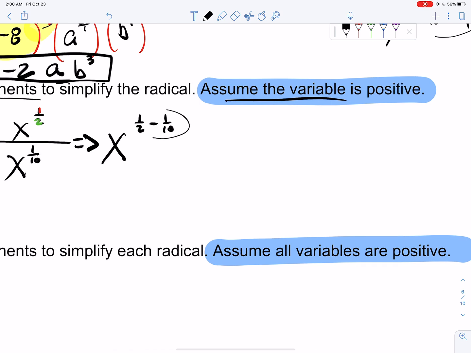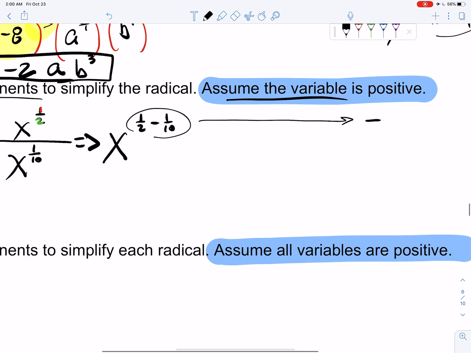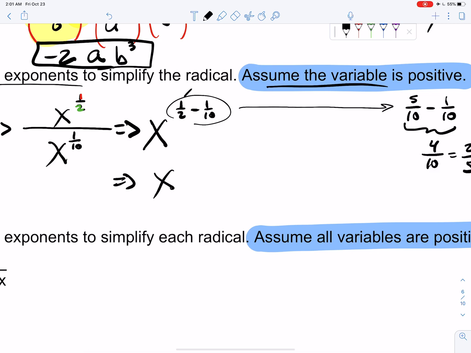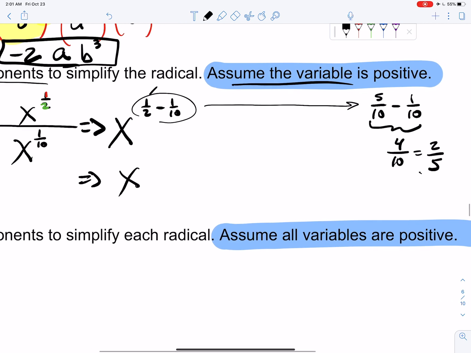Well, those guys are fractions, and fractions must have common denominators. So let's go ahead and work it over here. We know 1/2 is the same as 5/10. So we convert that to have the same exact denominator. So 5/10 minus 1/10 is 4/10, which reduced down is 2/5. All right, so this x is raised ultimately to the 2/5 power.